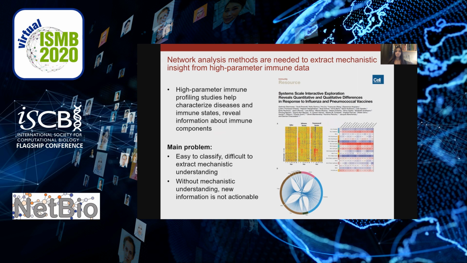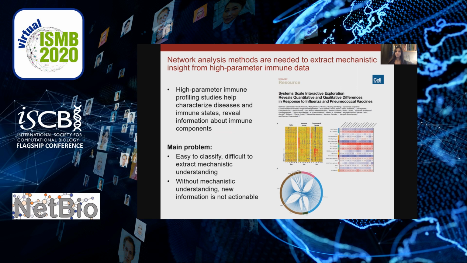Now, the immune system is a complex, highly interconnected system made up of several different immune components. And while recent technologies such as CyTOF and flow cytometry have allowed us to profile immune responses in significant depth, we're not yet able to extract mechanistic understanding from this data. And without mechanistic understanding, this information is not very actionable.